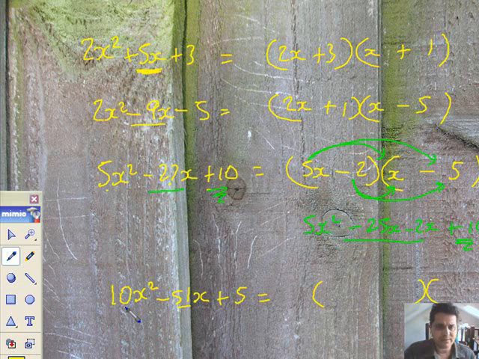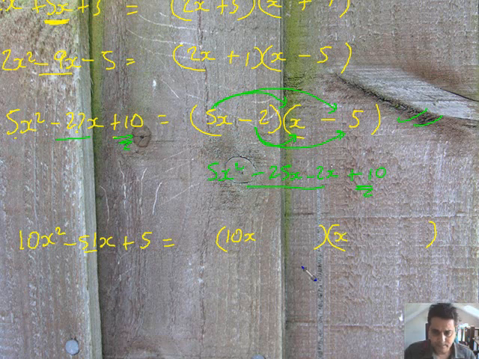Now, loads of ways. We can go 2 times 5. We can go 10 times 1. I'm not sure how to do this one actually. Let's just go for 10x and a single x. Let's go for 5 and 1. I have my reasons. Well, look, 10x times 5 will make 50x's, and 1 times x will make another 1x. So I think I've got it right, actually.